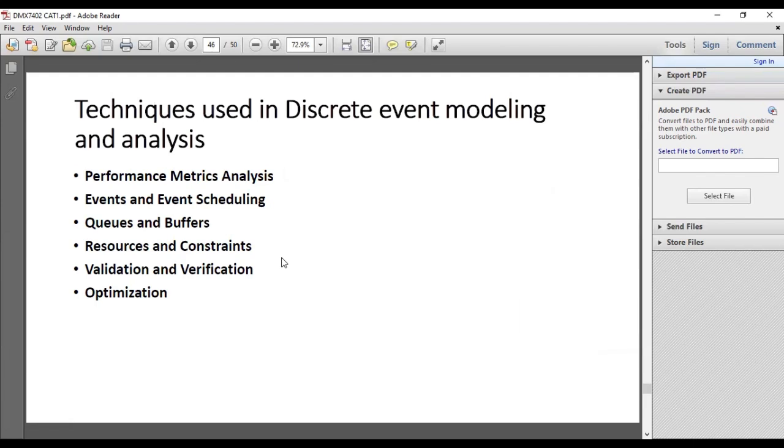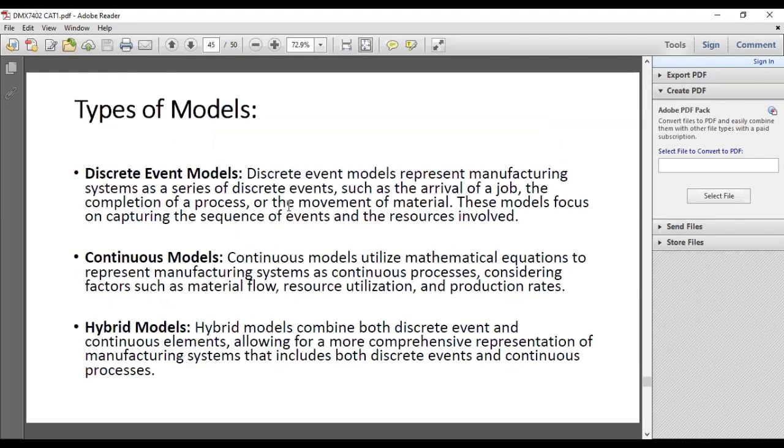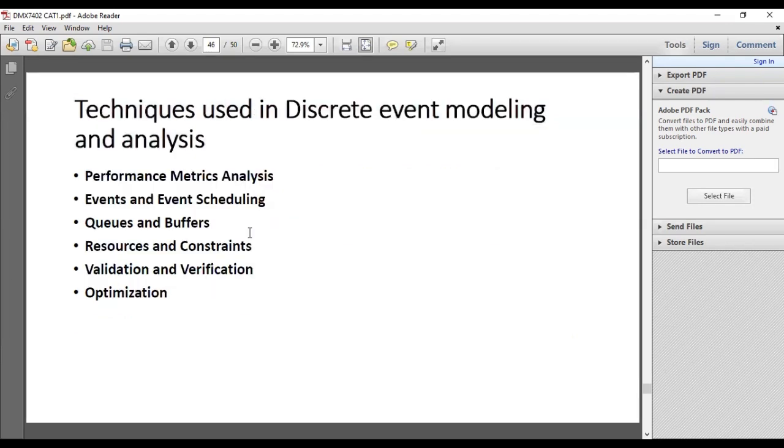And also you have to remember, this might be a question in your exam paper. The techniques or methods that we will be discussing in our course are only discrete event models. So we are working on techniques used in discrete event modeling and analyzing.